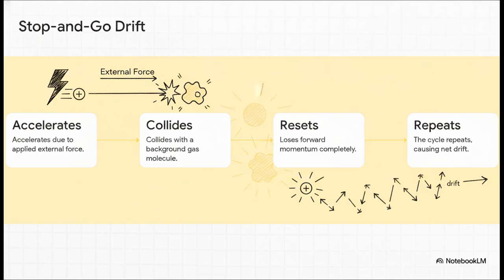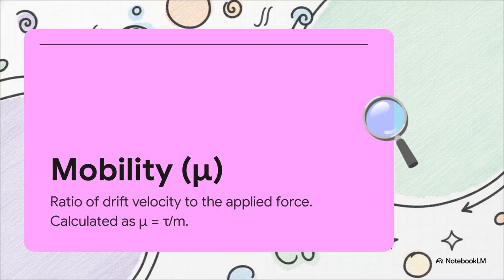The molecule darts hither and yon, bouncing around completely randomly. But because of that constant force acting on it during its brief free times, it makes a slow, net progress in the direction of the force. And that right there is what we call drift. So, the absolutely critical point here is figuring out how to quantify this drift.